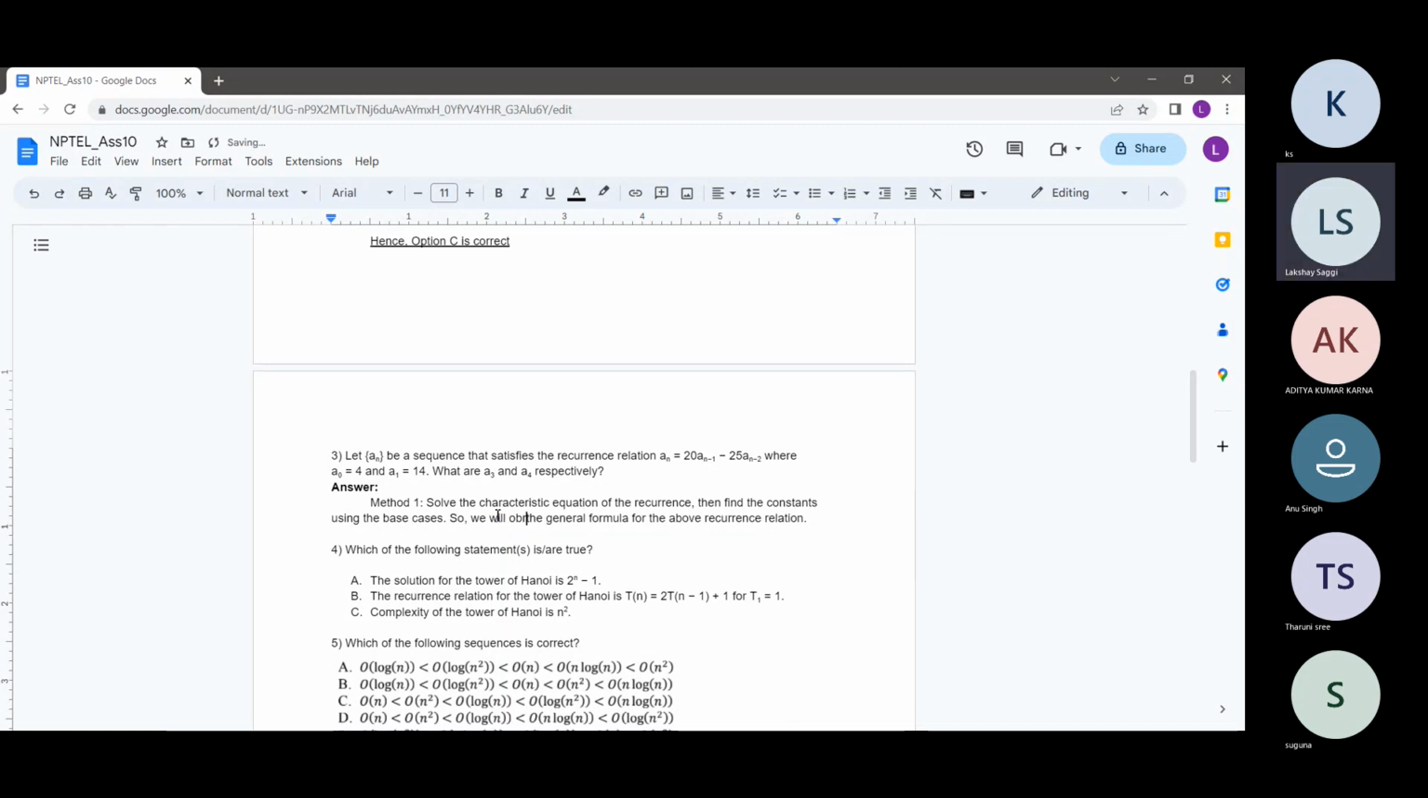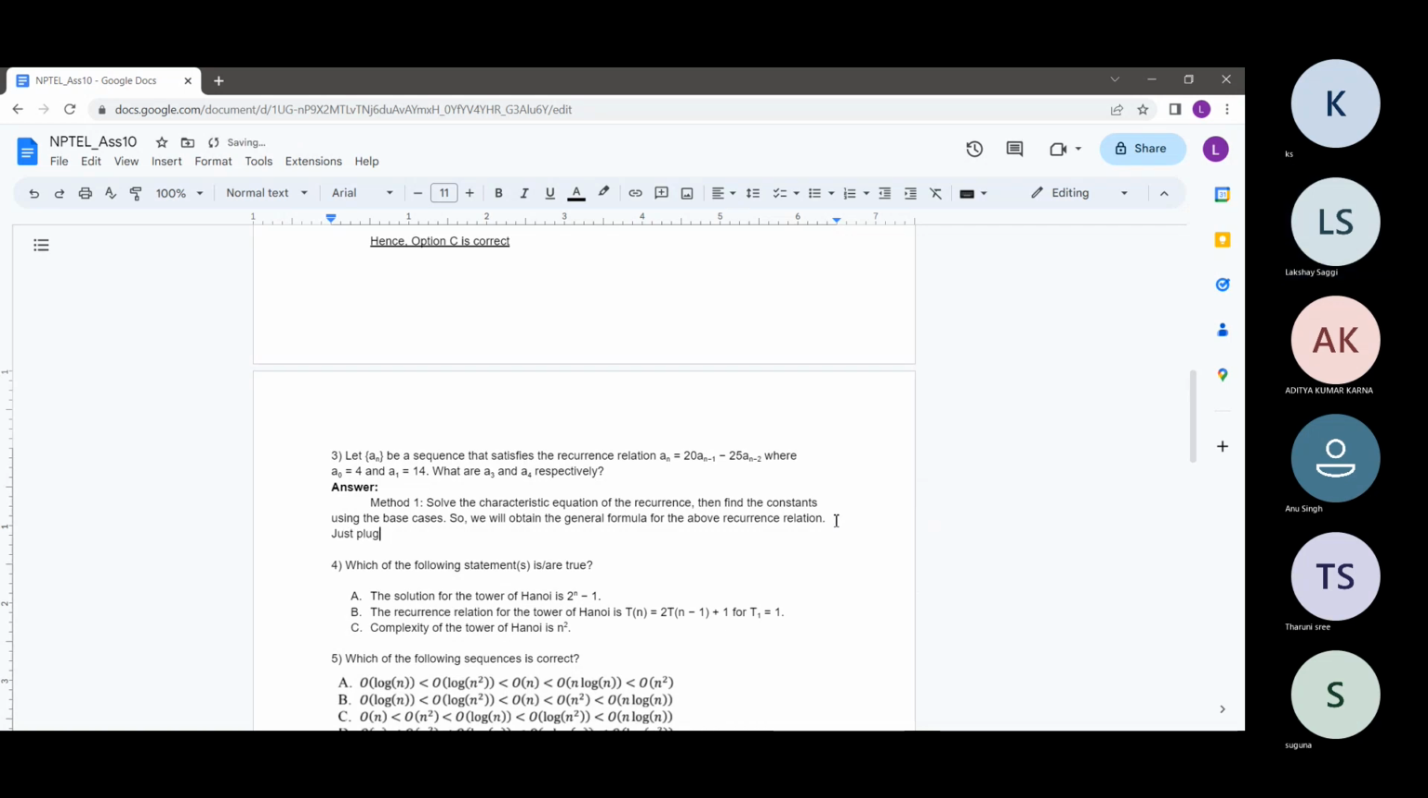So we will obtain the formula for the above recurrence. Now what you can do is plug in the values, since we need to find a_3 and a_4. You just plug in n equals 3 and n equals 4 in the formula.